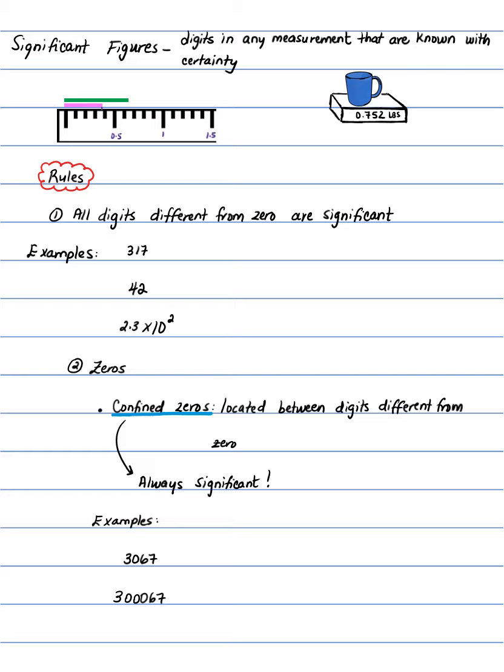Whenever we're looking at numbers that are representing measurements, the digits in the number are going to be significant depending on the instrument that is being used to determine that measurement. So I have two examples here on the top of the page. One is just a ruler, and the other one is representing a digital mass balance.